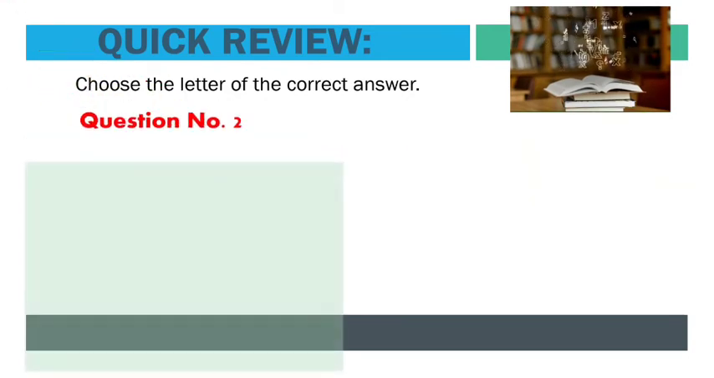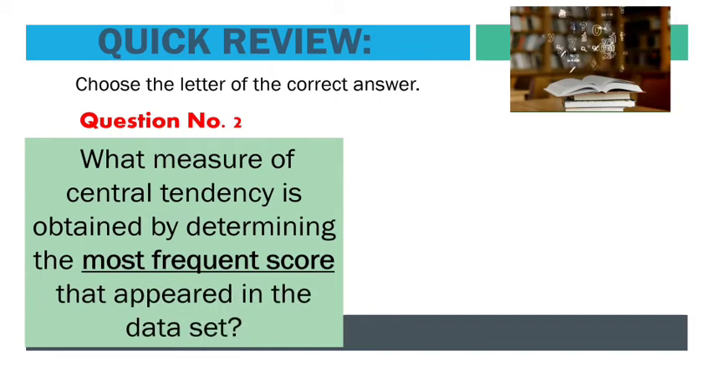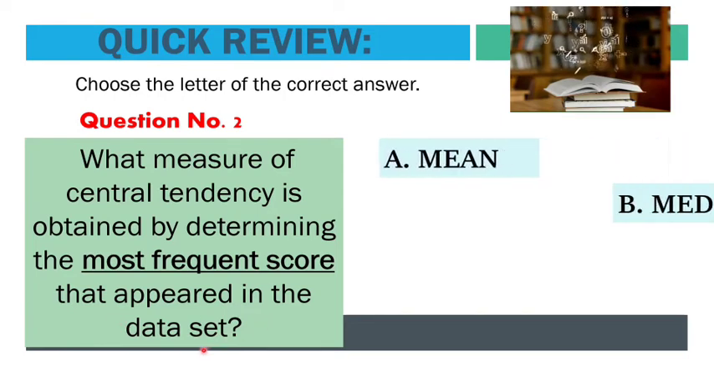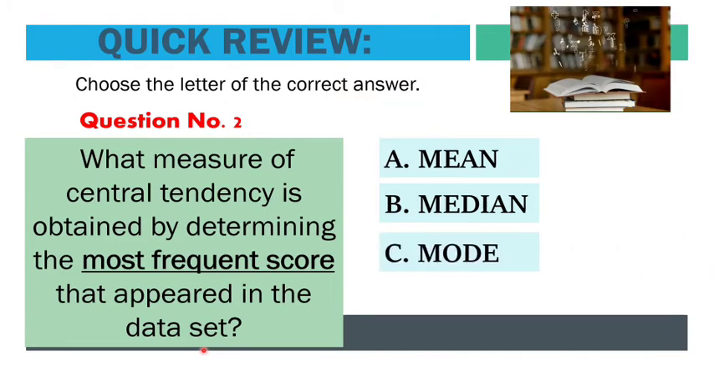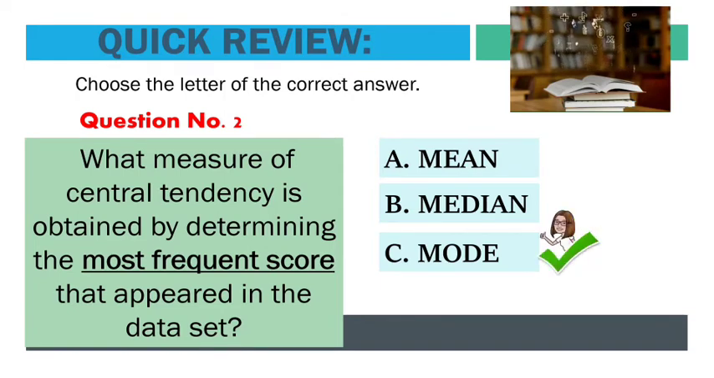Question number 2. What measure of central tendency is obtained by determining the most frequent score that appeared in the dataset? Is it A, mean, B, median, or C, mode? The correct answer is letter C, mode.